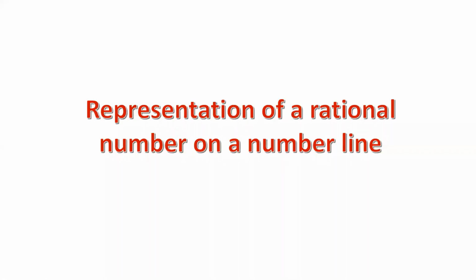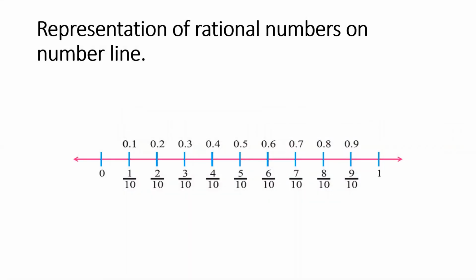So students, next topic is representation of a rational number on a number line. Here on this number line, you can see that all the positive numbers are lying on the right hand side of 0. Same, if I have to represent negative numbers on the number line, then it will be on the left hand side of 0. This you have already studied in the previous classes.